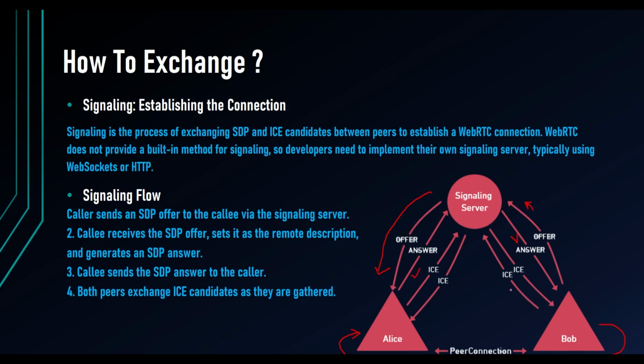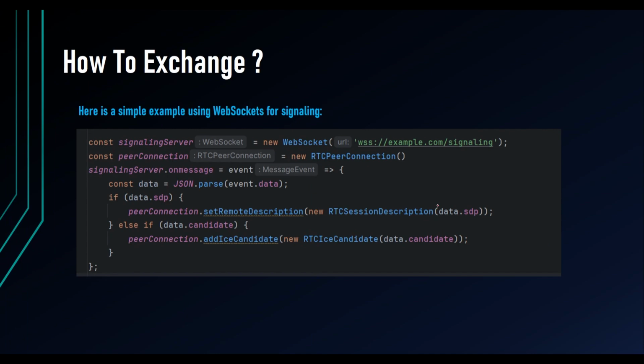Meanwhile, there are some ICE candidates being generated that will be transferred to each other. You can see it goes both ways. After exchanging these packets, the peer connection will be established. Simple as that. So here's an example of the signaling server. You can see we have a listener called onMessage using our signaling server, which is a socket right now. And we will parse the data and check if the data type is SDP. We want to set it as the remote description. And if it is an ICE candidate, we want to add it to our peer connection.